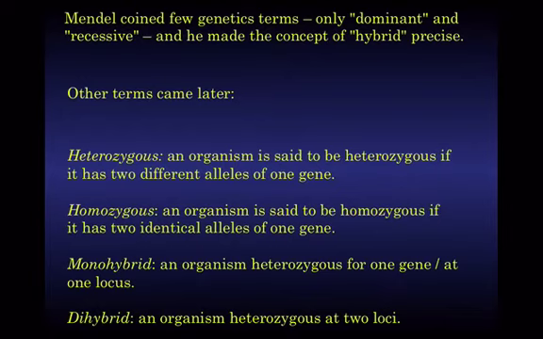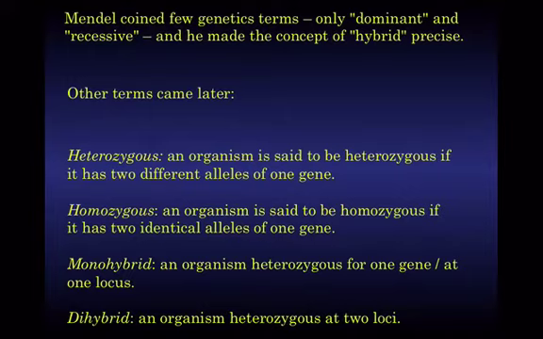Two other concepts, heterozygous and homozygous. An organism is heterozygous if it has two different alleles of one gene, or has two different alleles at a locus, we could say. And homozygous means that the organism has two absolutely identical alleles at a given gene or a given locus. A monohybrid is an organism that is heterozygous at only one gene or one locus.